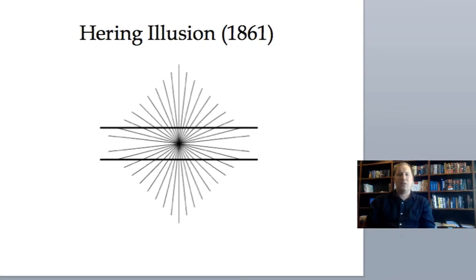Here's one called the Hering illusion, also from the 1860s. Those 2 lines that are the major gray parallel lateral lines are in fact parallel and not bending.